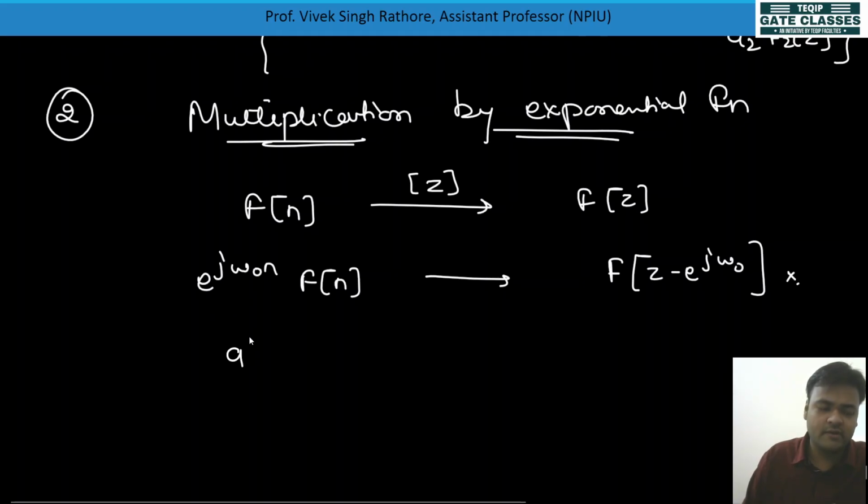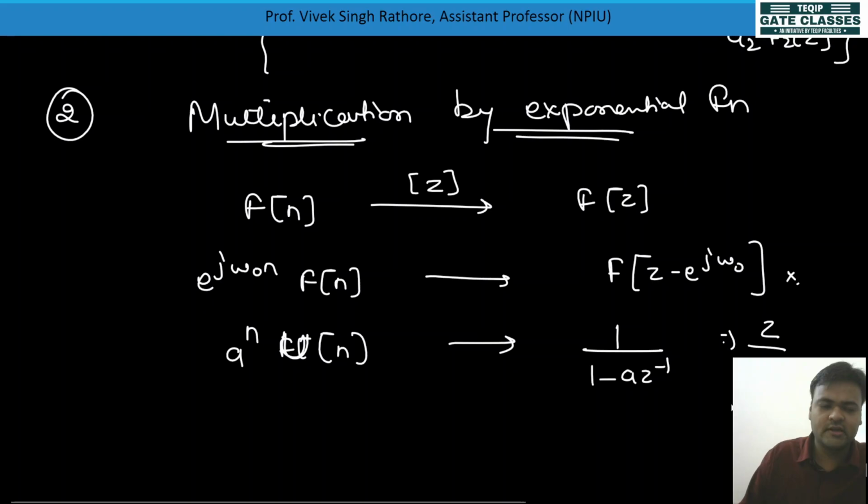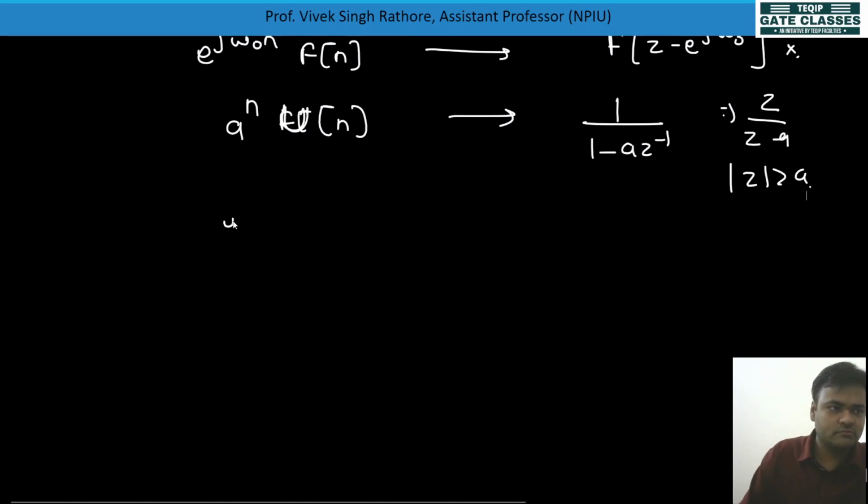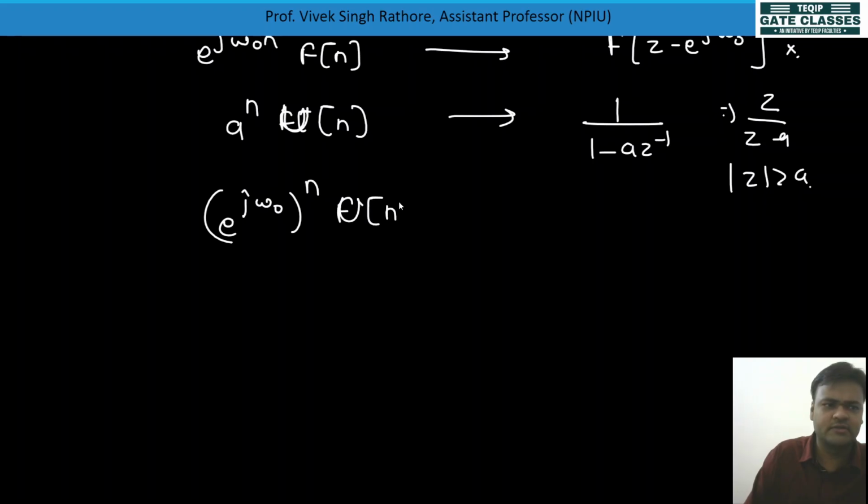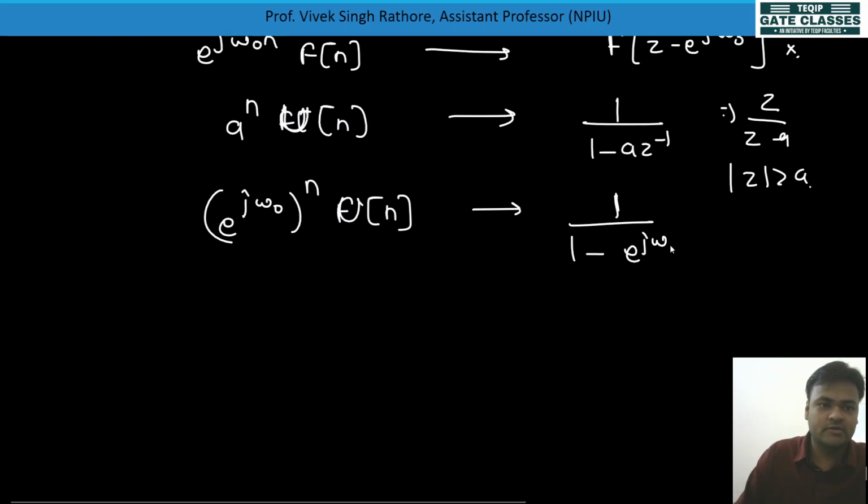In the last lecture we have seen a to the power n into f of n, or a to the power n u of n, you have seen already that it will be 1 by 1 minus a z inverse, or you can say z by z minus a with ROC mod z greater than mod a. So here also you can think that e to the power j omega 0 to the power n is there, and your f of n or u of n you can consider. Let's suppose that we have multiplied the signal in this. So what we can write here is 1 by 1 minus e to the power j omega 0 z inverse, so you can write it as z by z minus e to the power j omega 0.